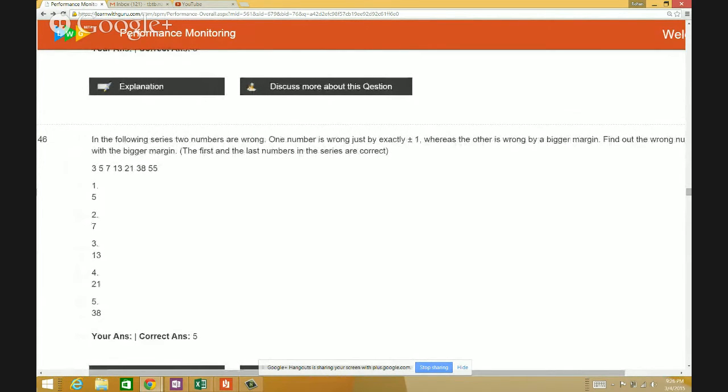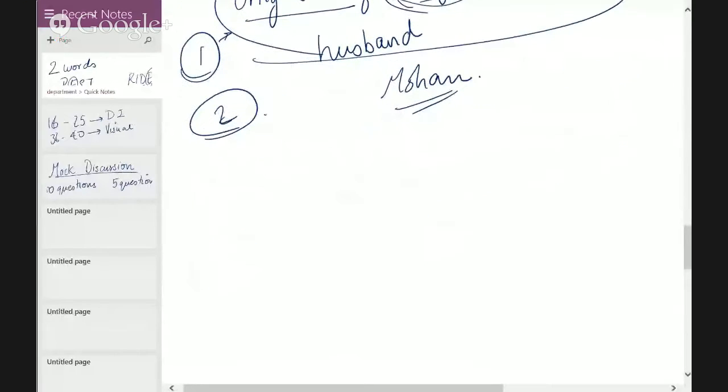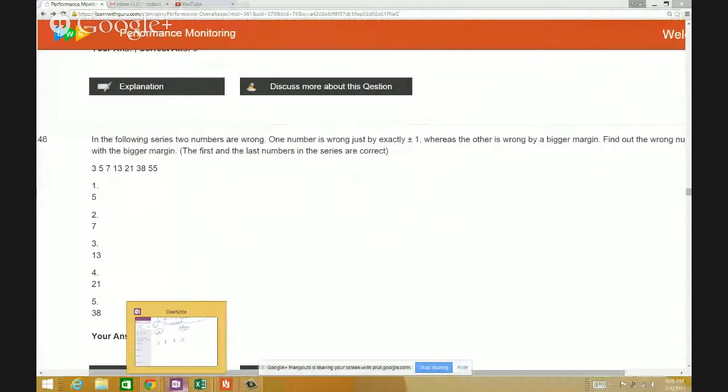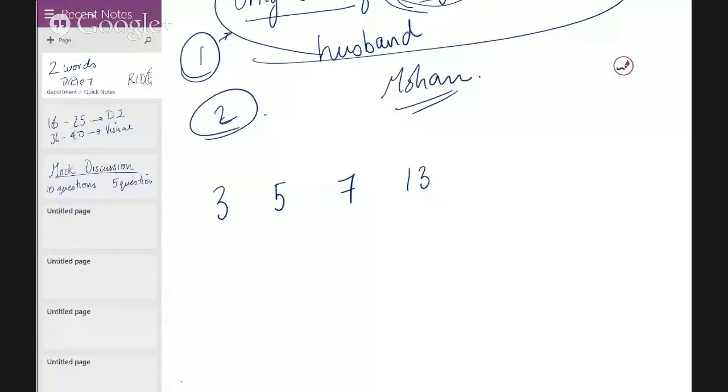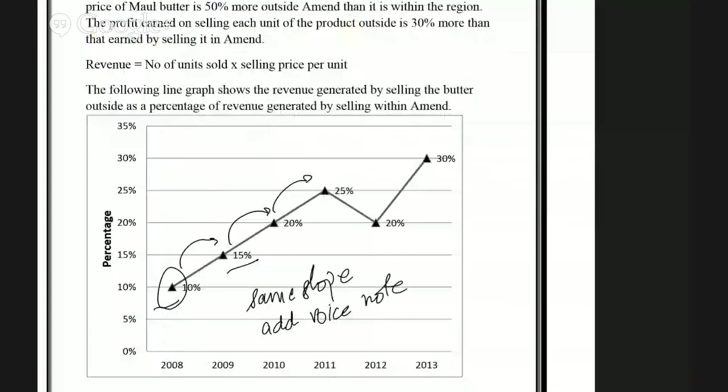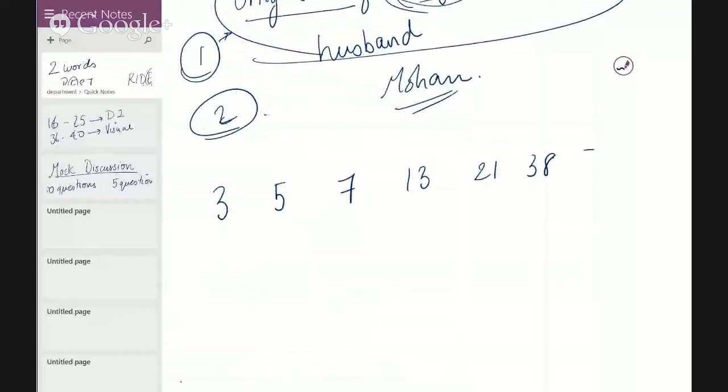So I'll just write the numbers down. It's 3, 5, 7, 13, 21, 38, 55. I'm aware of these numbers, by the way. They're very beautiful numbers. They have a name, by the way. They're called the Fibonacci series.